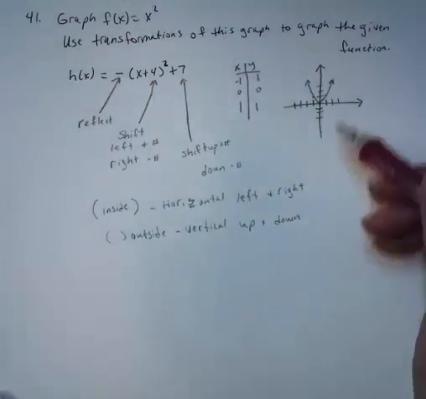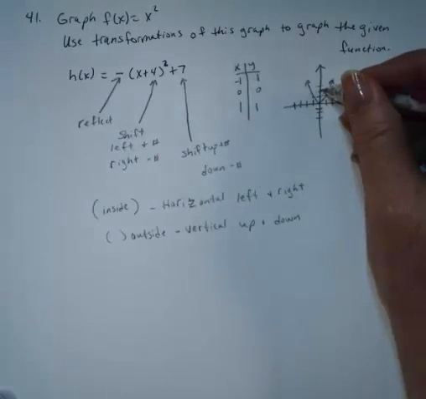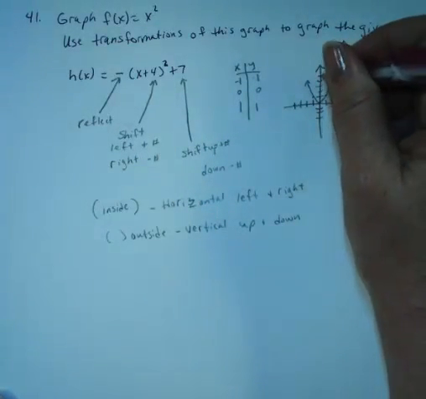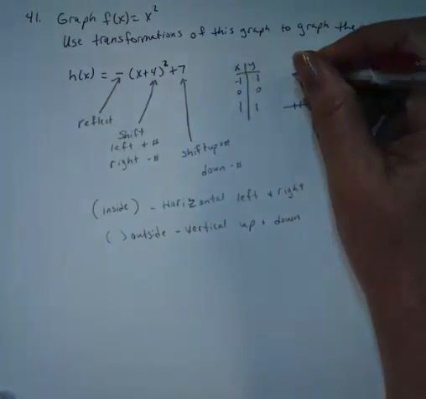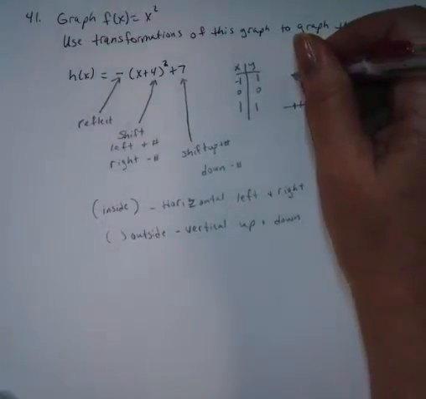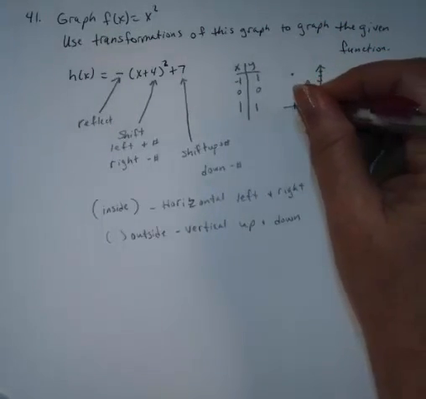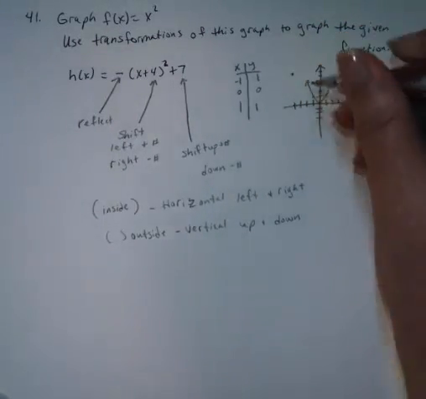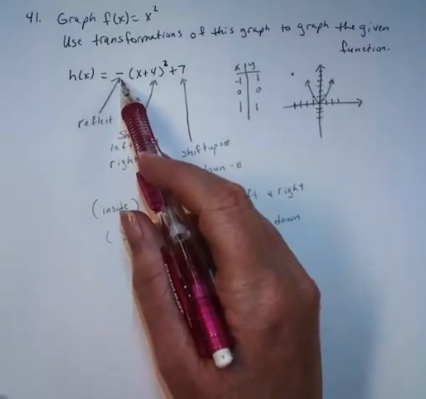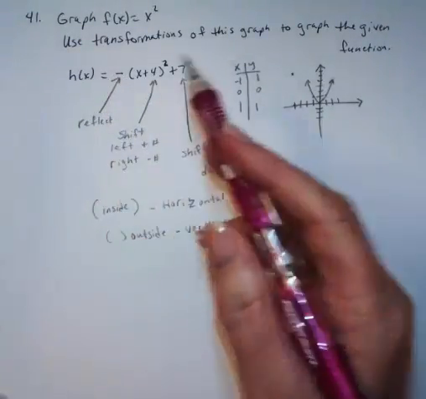Now I'm going to go up 7. So I need 1, 2, 3, 4, 5, 6, 7 numbers here. So I'm going to come up to right here. I'm just following the bottom of my parabola, going over 4, up 7, and then I need to reflect. So that means my graph is coming down.